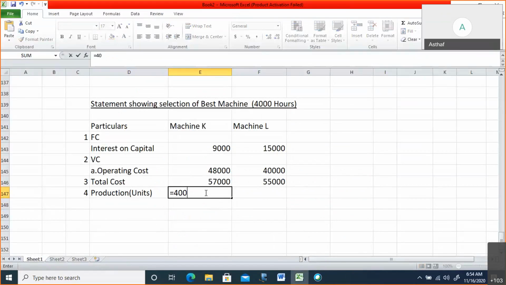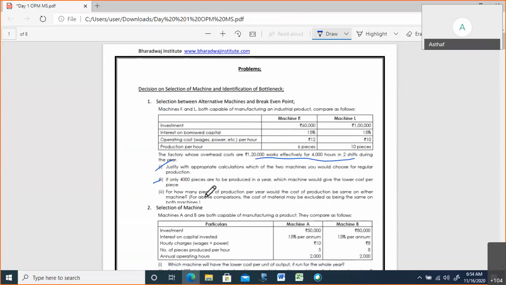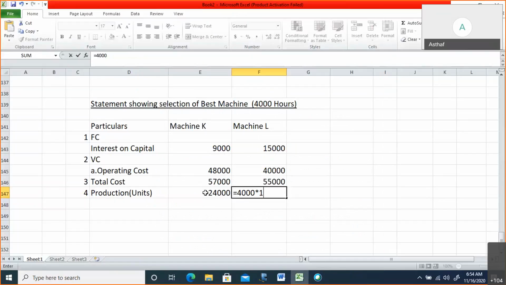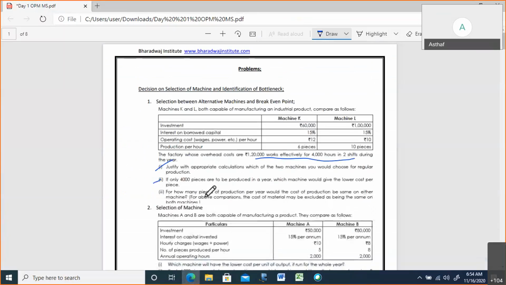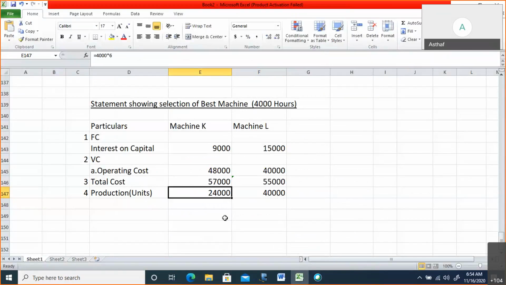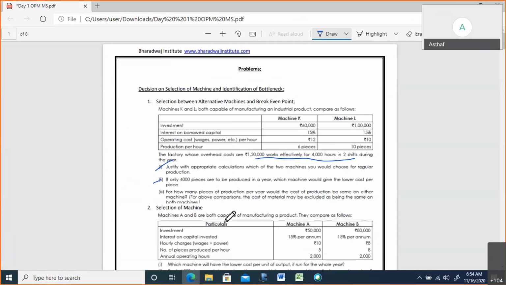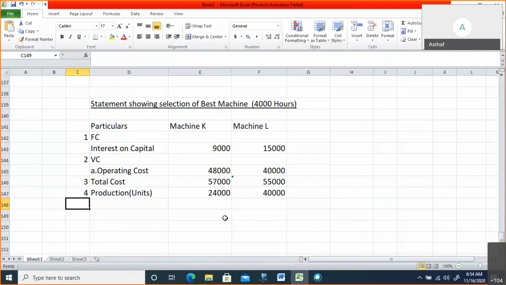I will share the Excel sheet with you. Don't worry if any friends are a little slow. For the other machine you have 10 pieces, so 4,000 into 10 pieces. This is what we were discussing in the highlight time also: we have to identify the output. Now you can find out the cost per unit.